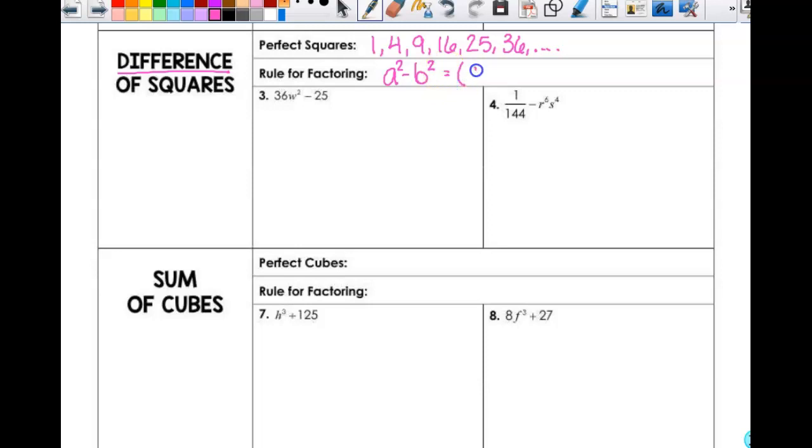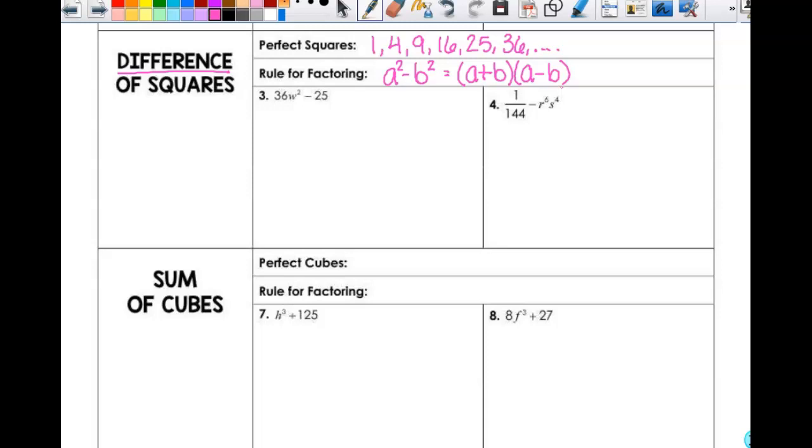This would give me a plus b times a minus b. Okay. Difference of squares comes up a lot. Make sure you can recognize it and handle it so it's not an issue for you.